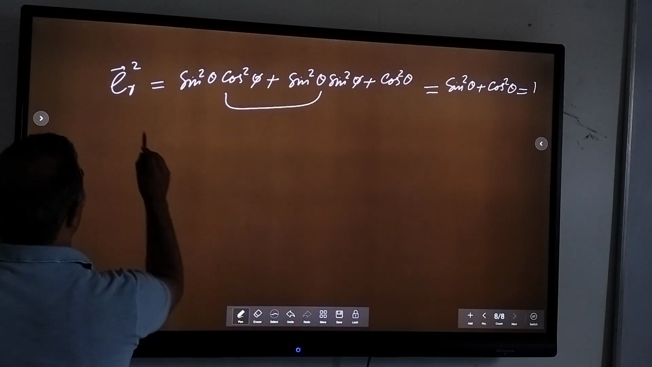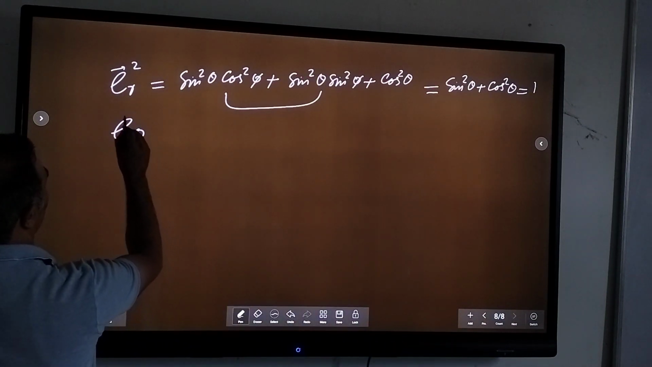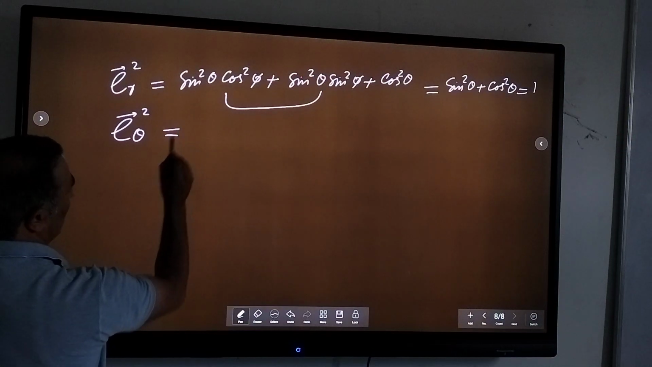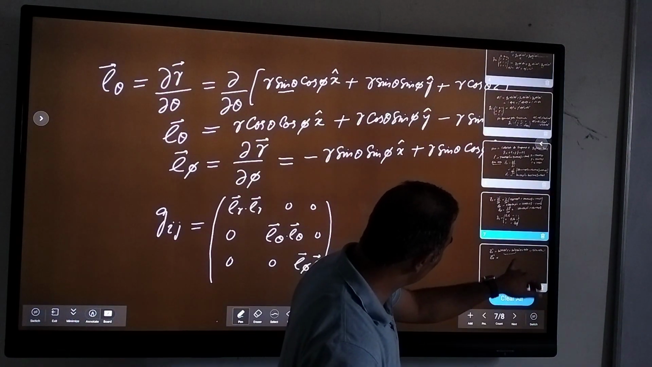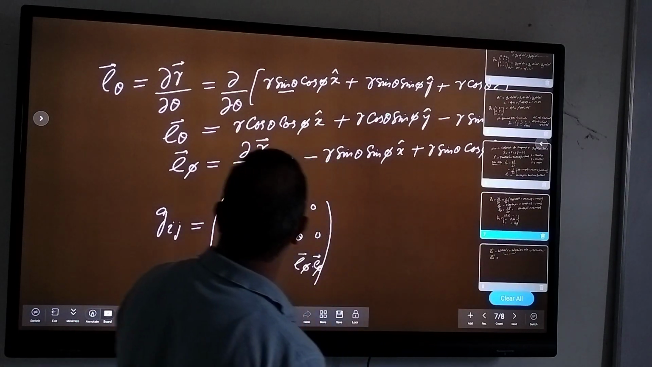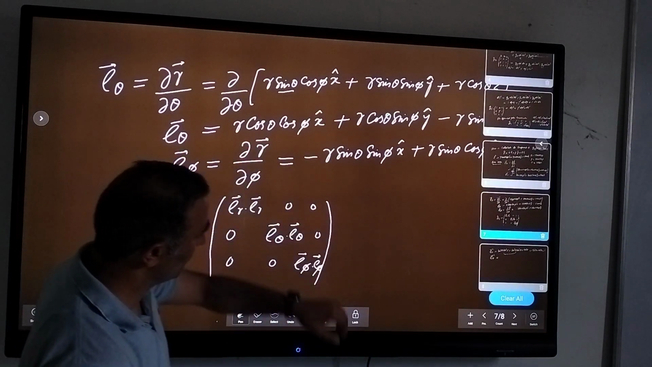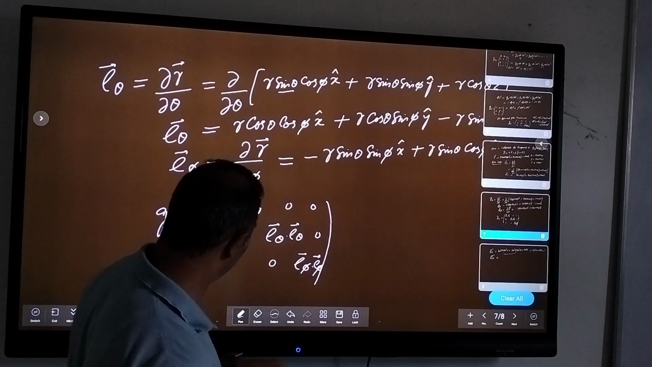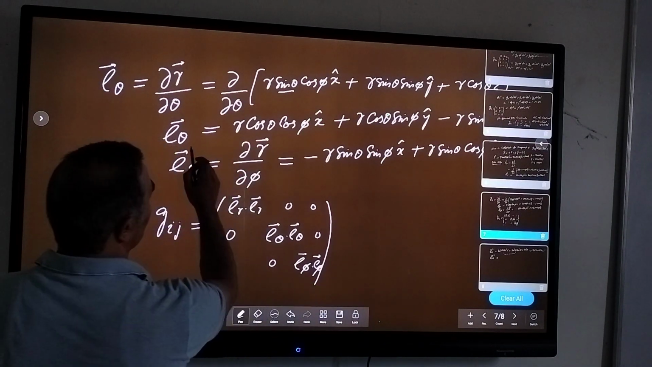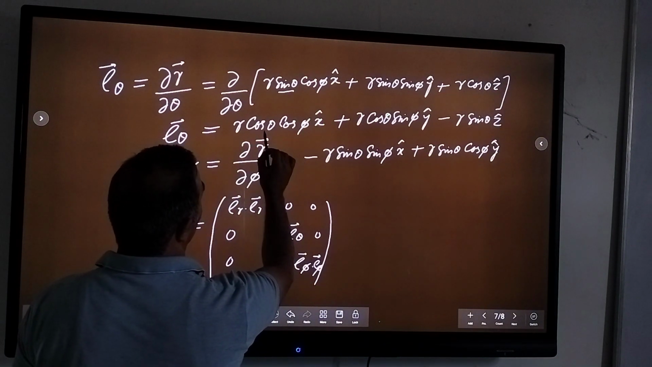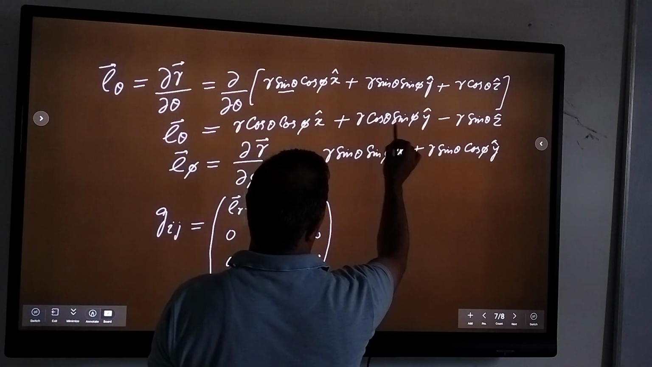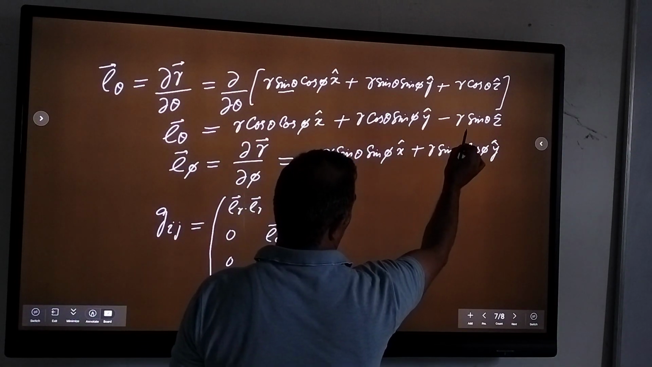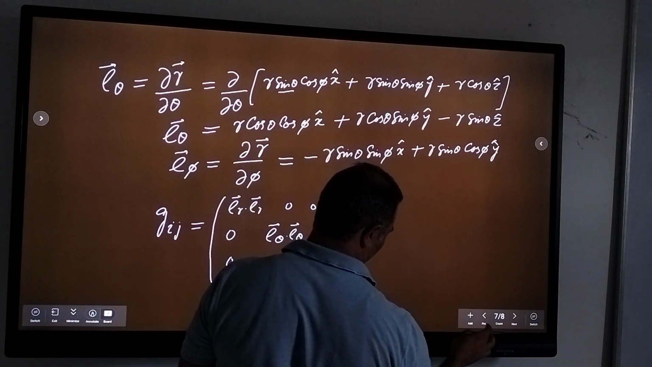And similarly, if I calculate now E theta square, let us go back. So what's our E theta square? E theta square is from here. So what should I get here? E theta square is this one: r square cos square theta cos square phi plus r square cos square theta sin square phi plus r square sin square theta.